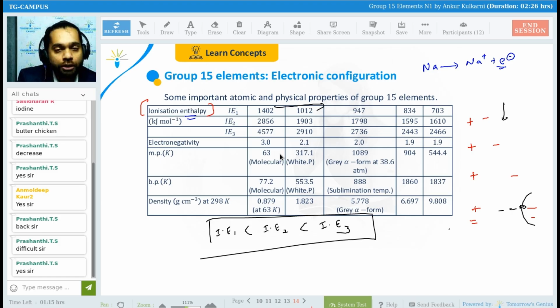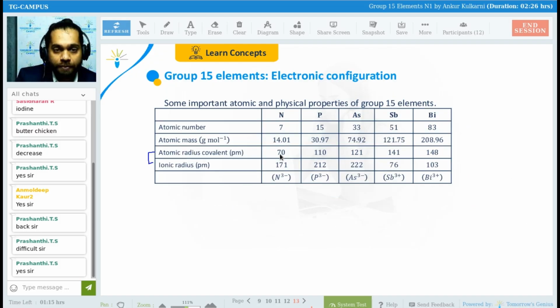Okay. Now as you go down the group, obviously the size is increasing, the density also increases. Same is the melting point and boiling point. As you go down the group, it increases. Okay. Now, one thing I wanted to discuss: atomic radius and ionic radius.